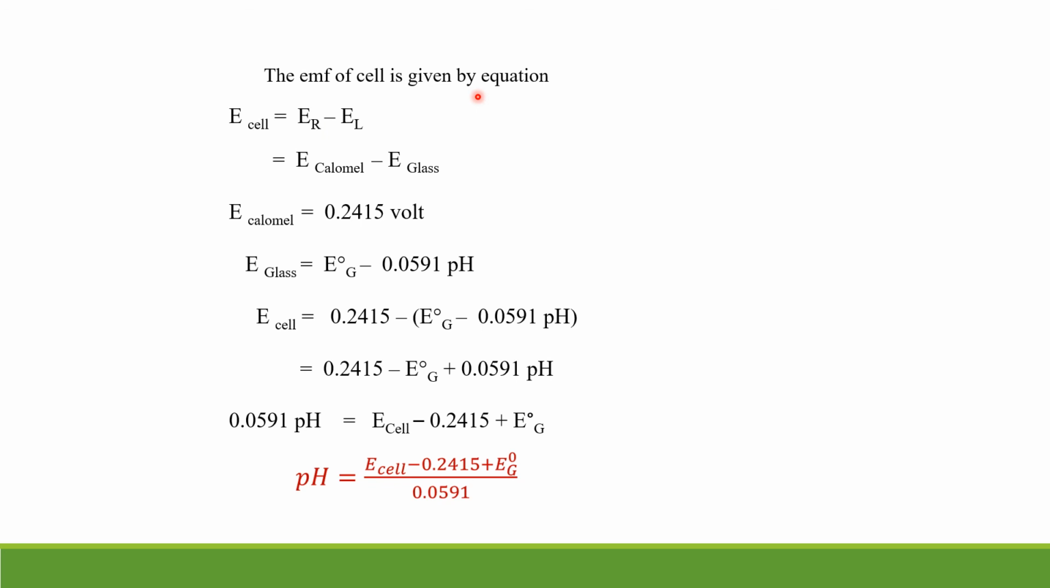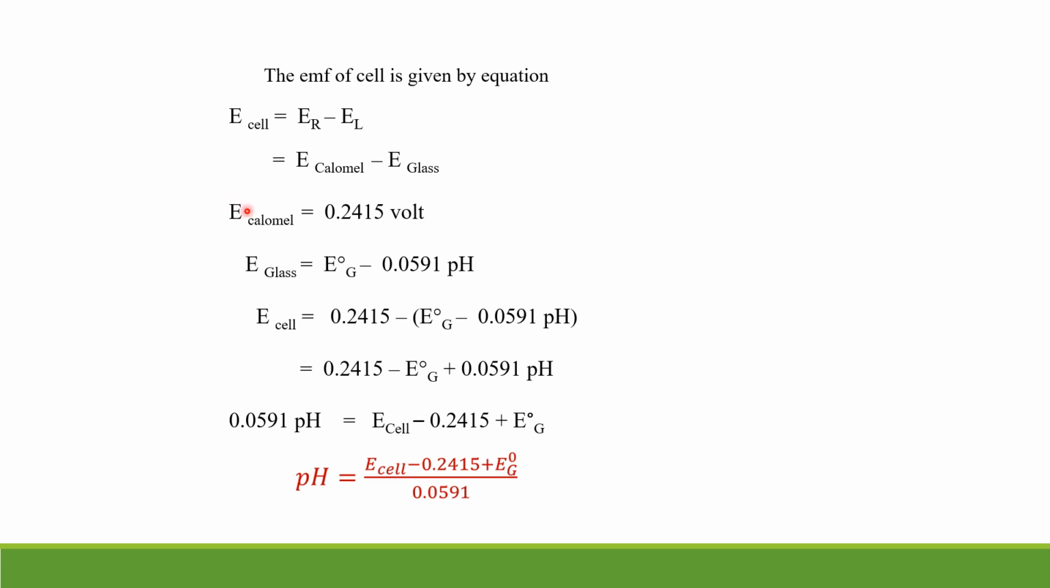The EMF of this complete cell is given by the equation E cell is equal to EMF of right hand side minus EMF of left hand side. The right hand side is the calomel cell and the left hand side is the glass electrode. We know that EMF of calomel electrode at 25 degrees centigrade is 0.2415, and the EMF of the glass electrode we have found out, that is EMF of glass electrode is E0G minus 0.0591 pH, where E0G is the asymmetry potential, whose value you have to determine.